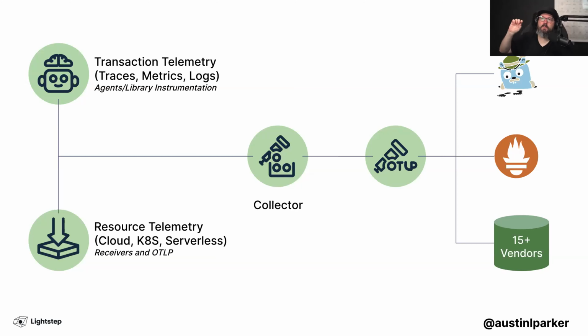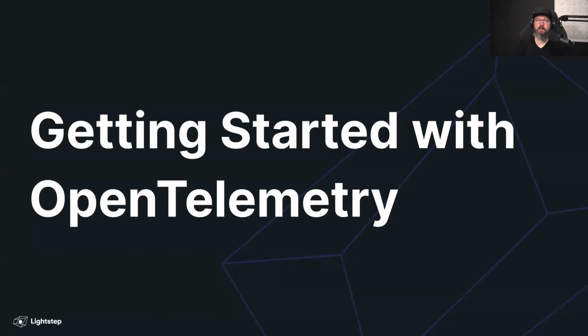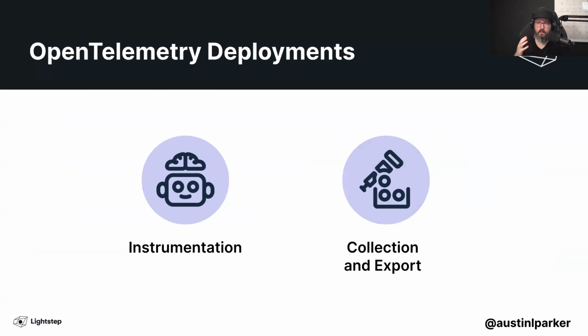All that data goes into a set of OpenTelemetry collectors. OpenTelemetry collectors are sort of a Swiss Army knife, if you think about it. They can take data in from a lot of places, they can modify it, they can filter it, they can process it, do whatever, and then they can translate it into some other format like OTLP, and then export it to open source tools like Jaeger, Prometheus, or there are over 15 vendors that support native OTLP ingest, including Lightstep. So that's the high-level architecture. That's kind of the intro. Let's talk a little bit about how you actually get started with this in your application.